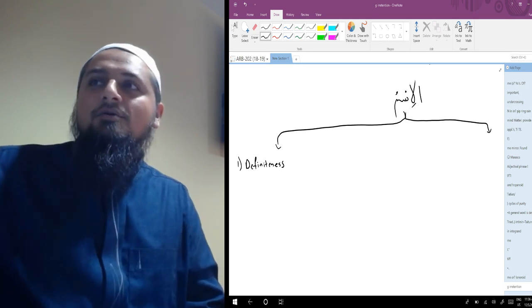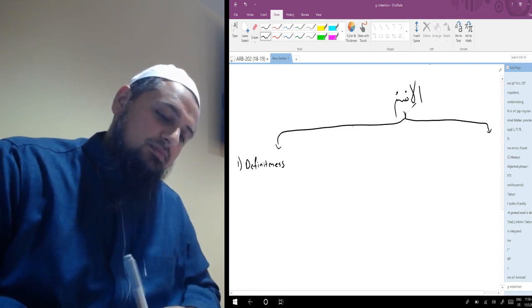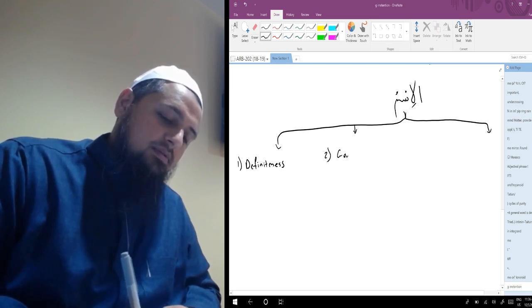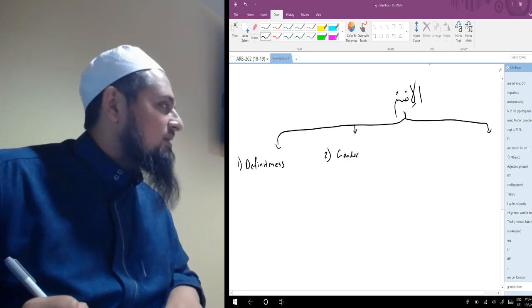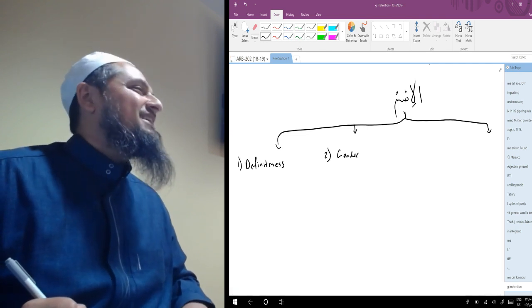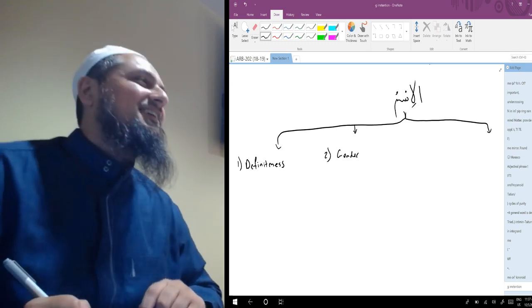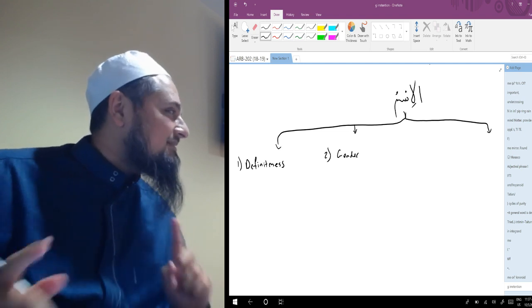The second way we look at it is through gender. Is the noun masculine or is it feminine? Just like naturally there's only 2 genders, in the Arabic language there's also only 2 genders. The noun is either masculine or feminine. There's nothing in between.